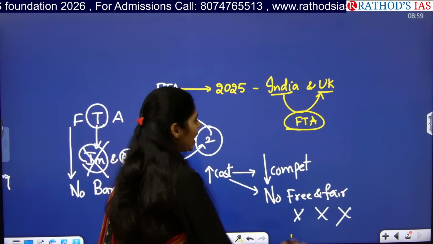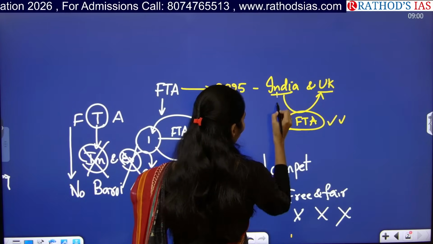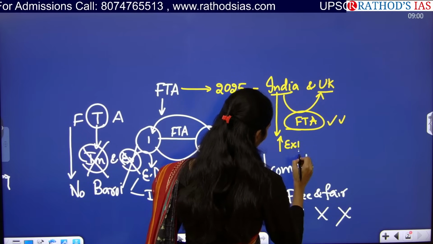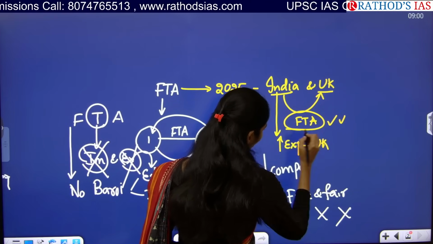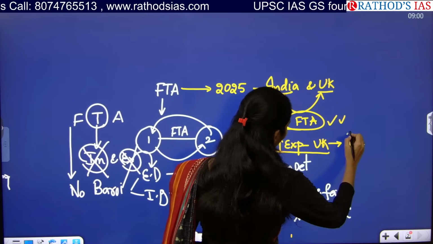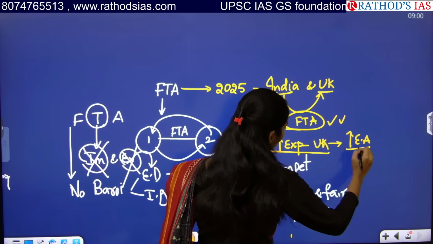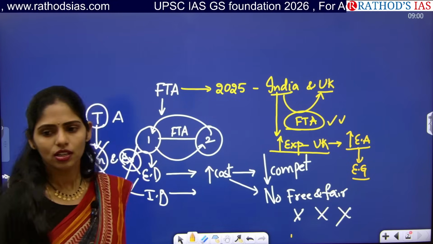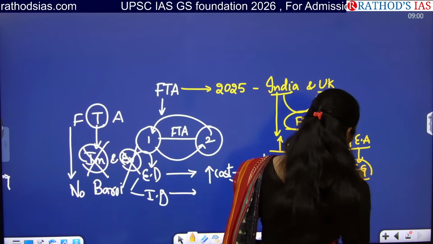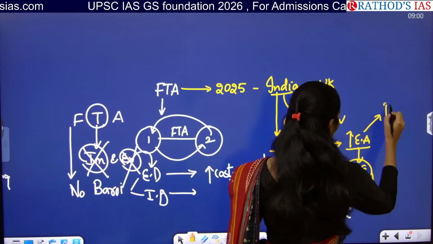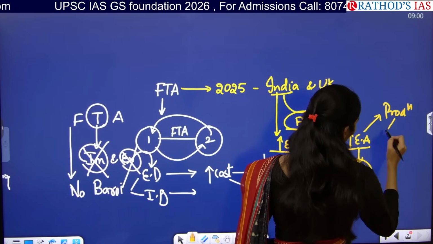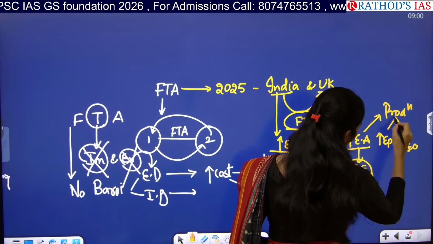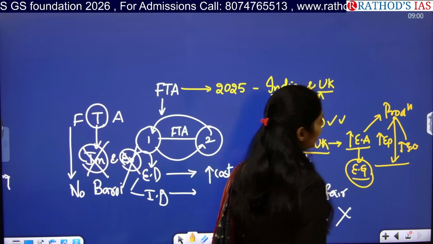Whenever we have this FTA done with these two countries, we can increase our exports to UK. That will be helpful for increasing economic activities in India, and finally that will lead to economic growth of our country. So how can we ensure economic growth? Whenever economic activities are increased, that means whenever there is a production increase, we can increase employment, we can increase the standard of living of people, and we can address issues like poverty, hunger, etc.